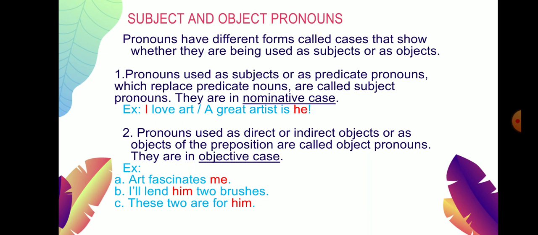And the third example. These 2 are for him. What word do we have before him? For. For is a preposition. So in that case, we must use an object pronoun. In this case, him. Okay, let's go on.